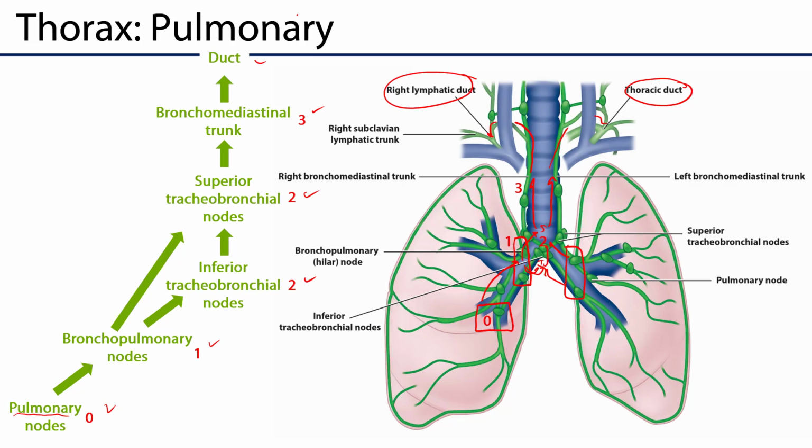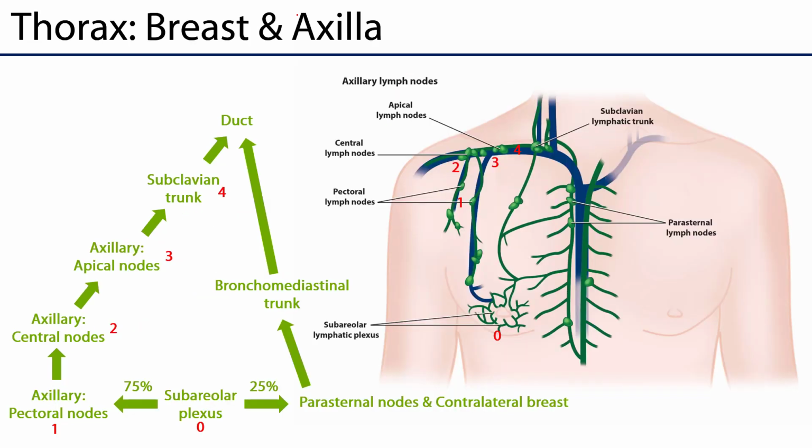So one might be able to figure out the next lymph node to assay for a metastasis, given this knowledge of the flow of lymph. We can also trace a similar pattern on the surface of the thorax.